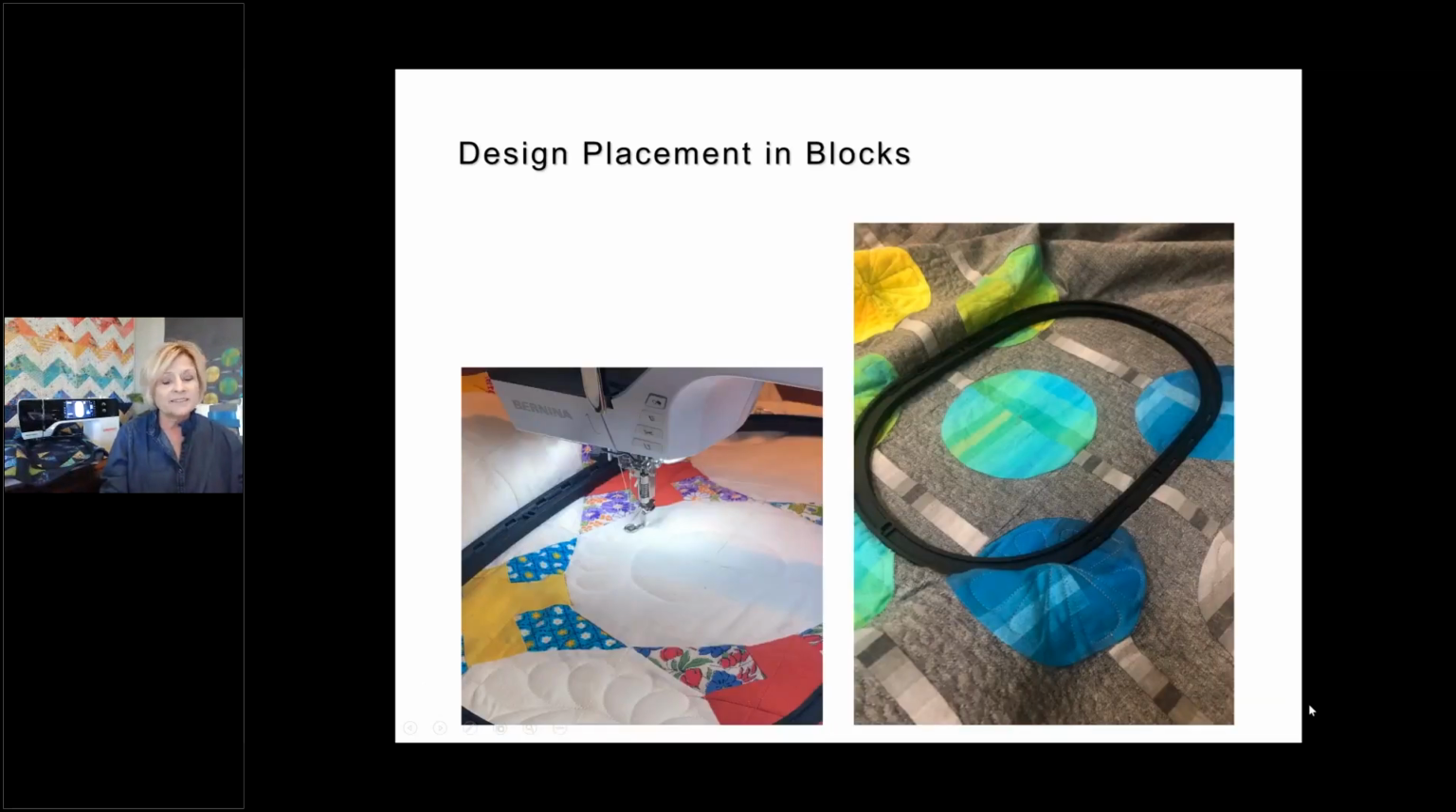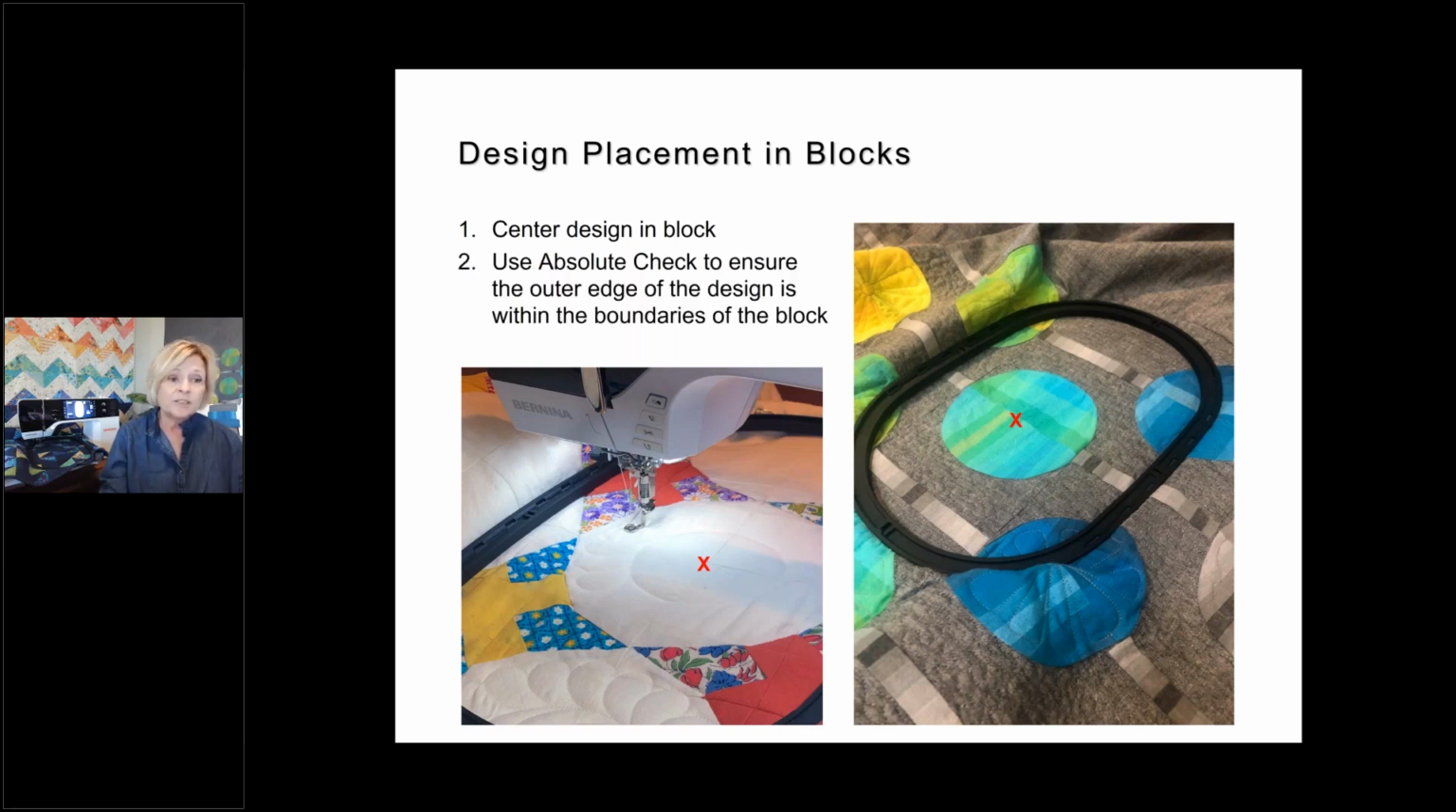In these blocks, as I said, I just found the center position. All I did was first mark the center of these designs here, and then I line up my hoop under the needle to where my mark is. I will show this in just a little bit. So that's the first method. Then I like to use absolute check to ensure that the edge of my design does not go past where I want it to be, or maybe I see that the design is too small and then I have to enlarge it.